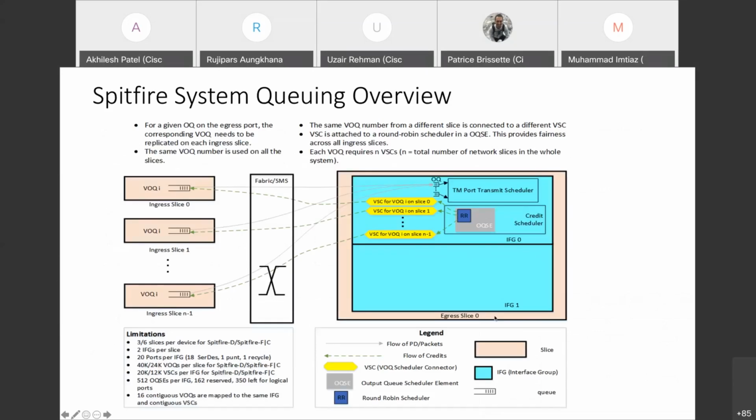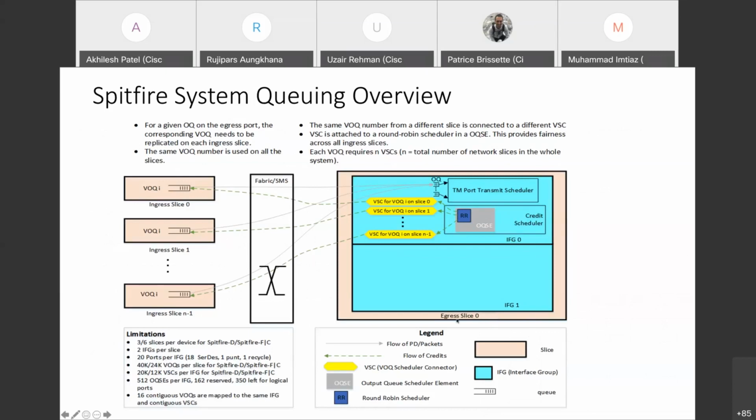Now we'll talk about the queuing overview, how it works in more detail than what we talked about earlier. Some of the questions we might have will be answered based on the credit: how the credit request comes in, how the credit scheduler works, and what the VSC is and how that works.